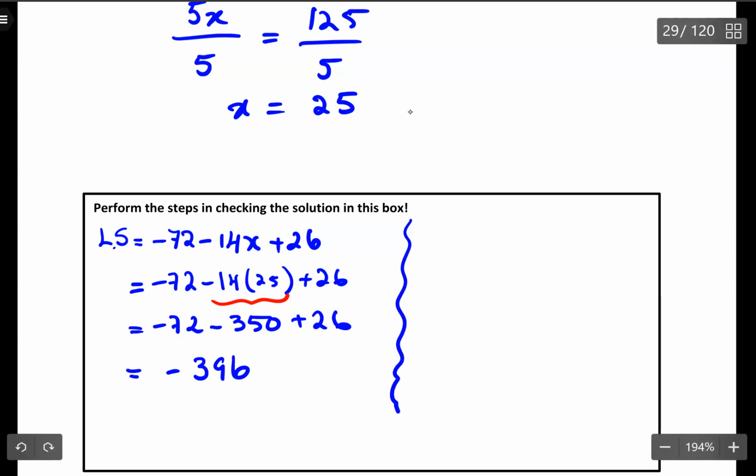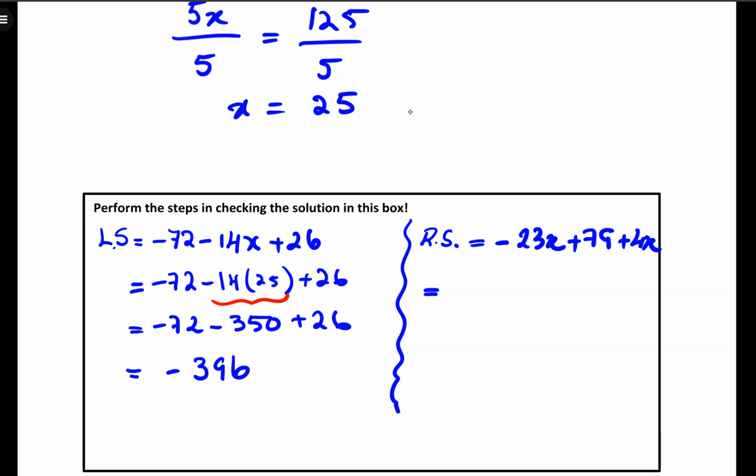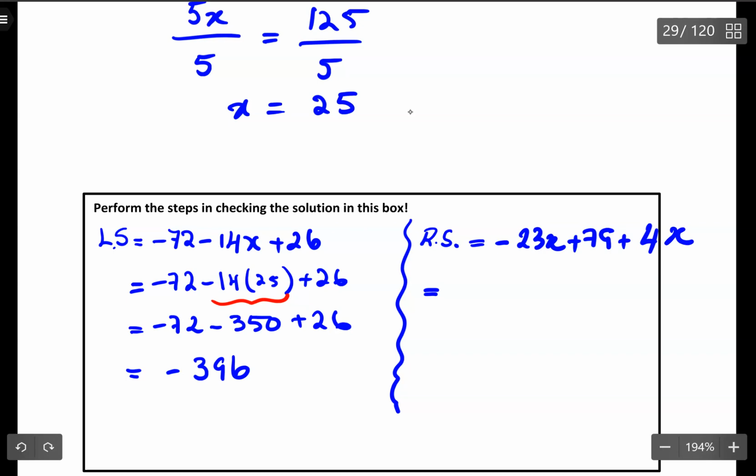And what you need to do next is copy down the exact expression on the right-hand side. So on the right-hand side, I should have negative 23x plus 79, and then I add that with the 4 times x. Okay, so where the x is, I will substitute in the value as 25. So this is 4 times x. Okay, so negative 23 times 25 plus 79 plus 4 times 25.